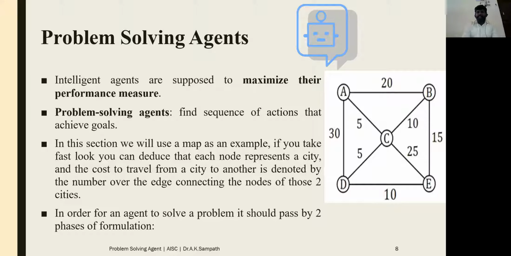Out of all these paths, suppose the user wants to move from A to D and then D to E, the cost is 40. Again, A to B and B to E is 20 plus 15, which is 35. When he goes by A to C and then C to E, it is 5 plus 25, which is 30. Suppose the user is traveling A to C, C to D, and D to E, it is 5 plus 5 plus 10, which is 20.